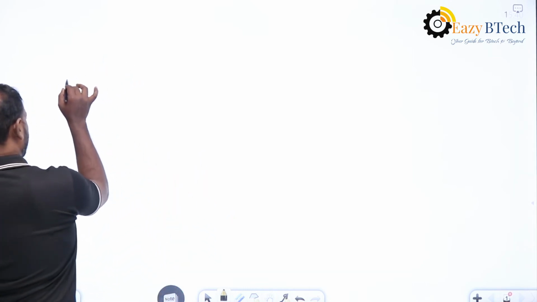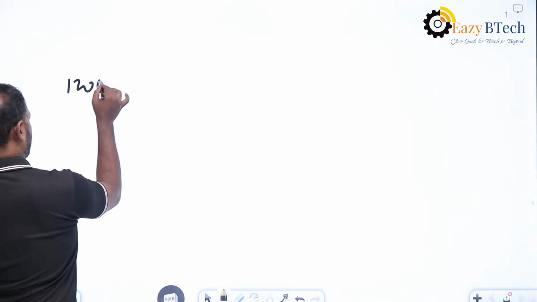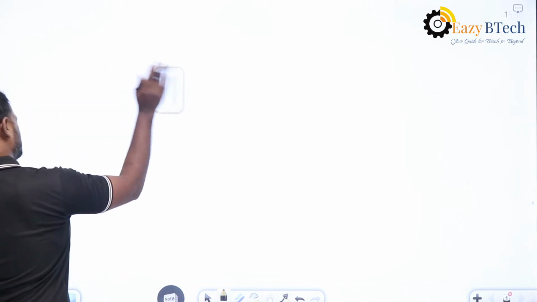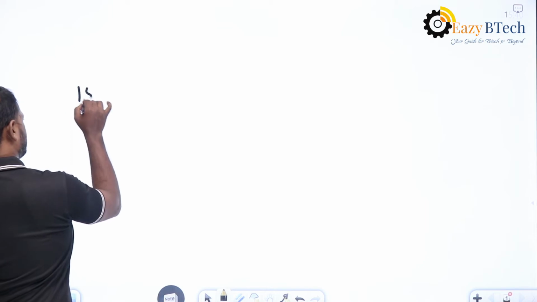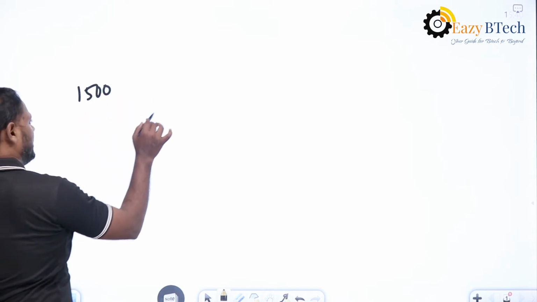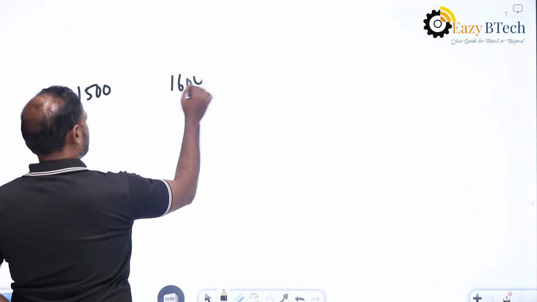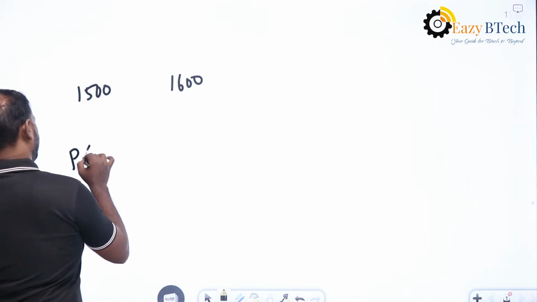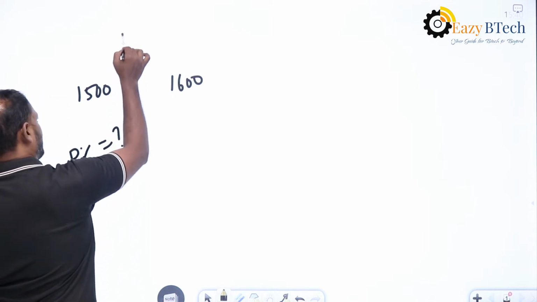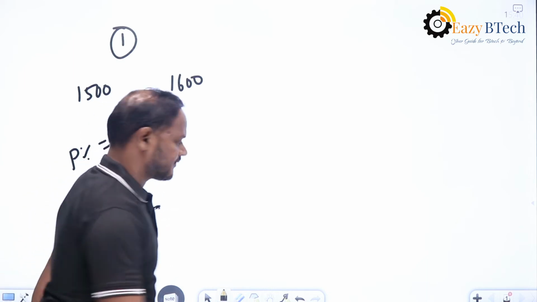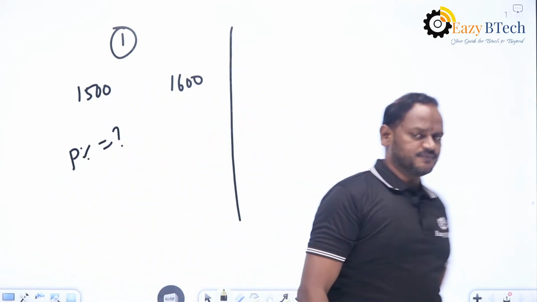A man bought an article for 1200, or 1500, whatever is your wish, and sold it for 1600. Find the profit percentage. Model number 1. Right. So let's go for model number 2.